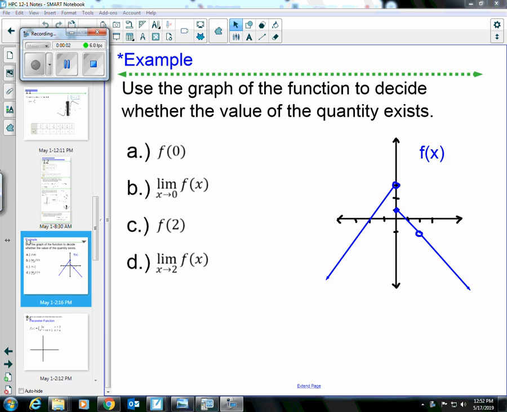Okay, this is section 12.1, day 2. We're looking at an introduction to limits. So we're starting in a little bit more with our examples from the discussion we started on day 1.